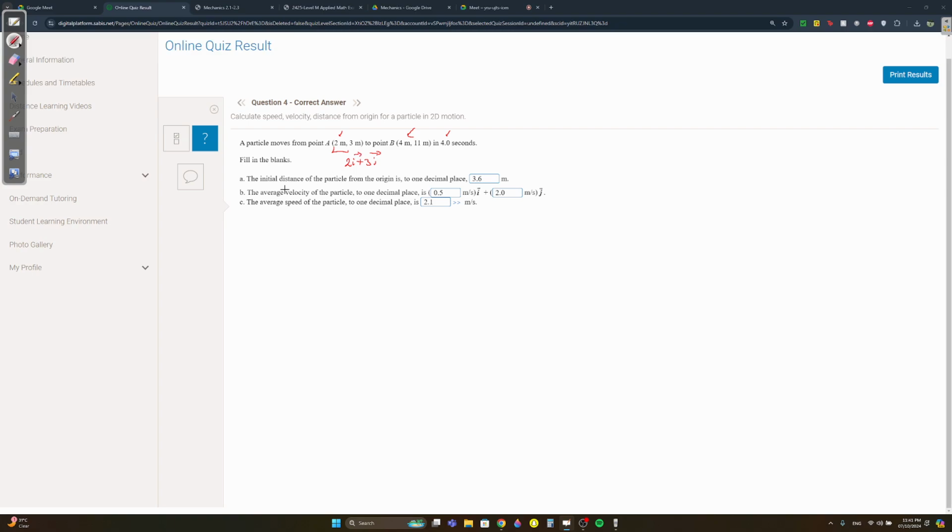Whenever you're asked to find the distance, that means they're asking you to find the magnitude. How do you find the magnitude? Radical 2 squared plus 3 squared, you're going to get radical 13, which is about 3.6.